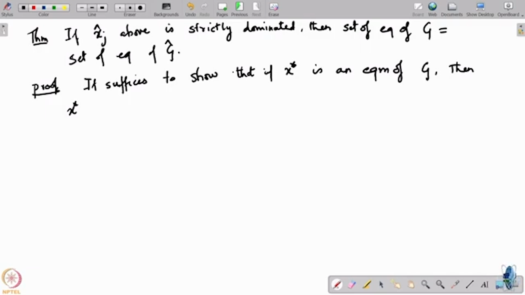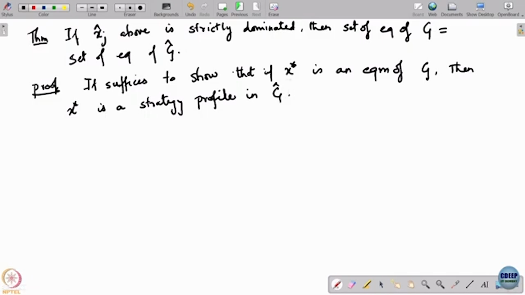Then that is enough, then it follows from there that x star is an equilibrium of G hat. Okay, then x star is a strategy profile in G hat. Okay. So, in other words, what do we need to argue?